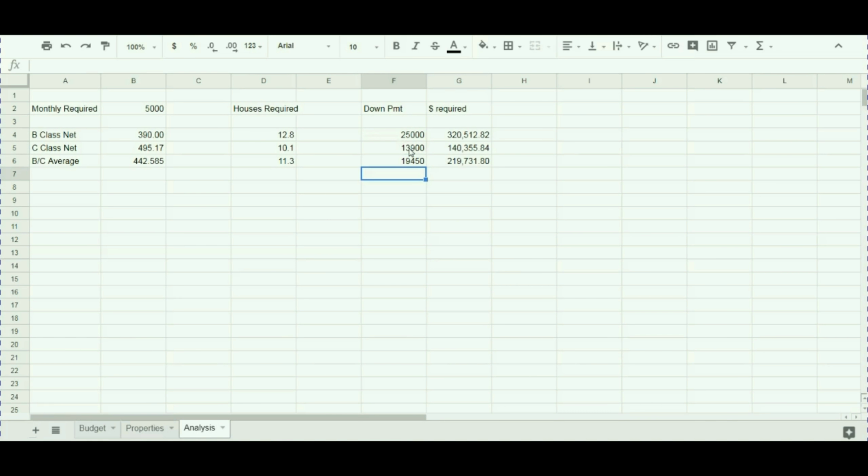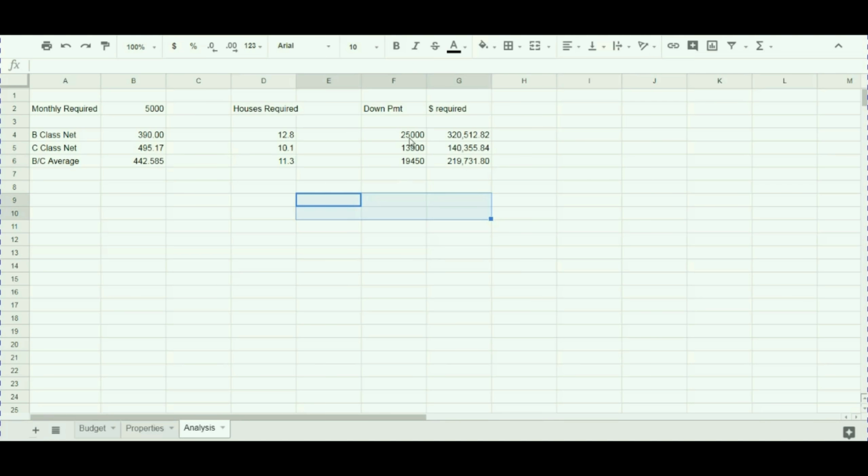So basically, if I'm buying all B-class properties, I'm going to need about 12.8 houses in order to have $5,000 a month in income to live off of. If I want to buy all C-class properties, I'm going to need about 10 properties to get the same $5,000 a month. And if I just do an average in between the two of them, because that's probably where you're going to end up, some of them higher, some of them lower, because I like to do a mix, you'll have about 11 properties you need in order to get your $5,000 a month.